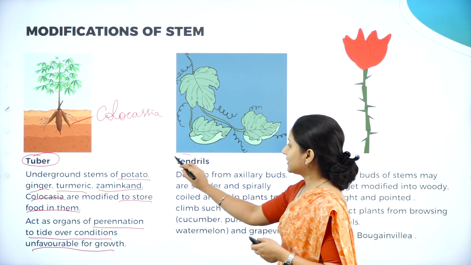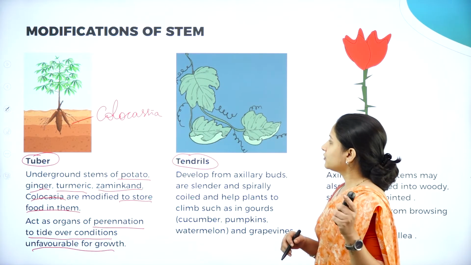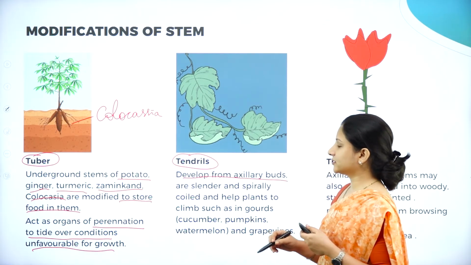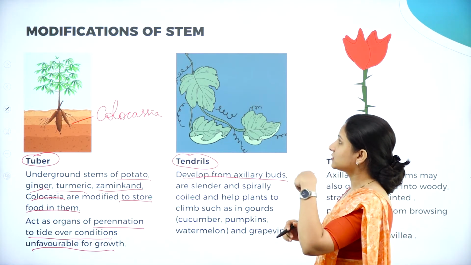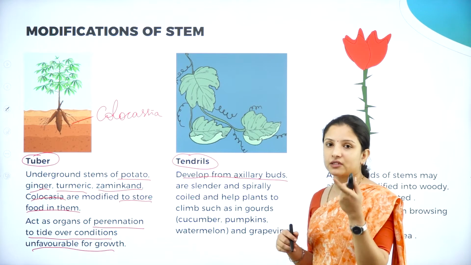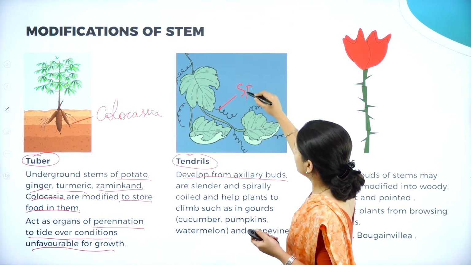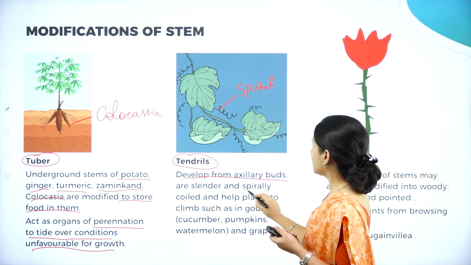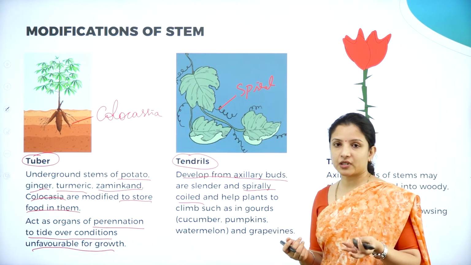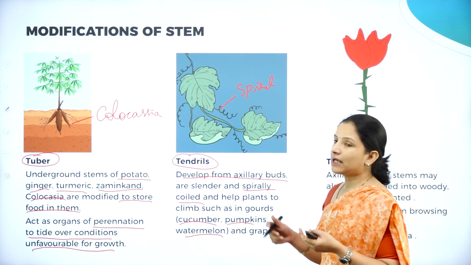Next, moving on to tendrils. Tendrils are a modification of the stem. They usually develop from the axillary buds, that is, at the tip of the stem, which will develop into the tendrils. Usually tendrils are spirally coiled and they help the plants to climb. Therefore they are usually found in climbers such as cucumber, pumpkin and watermelon. In all these plants the tendrils are present.